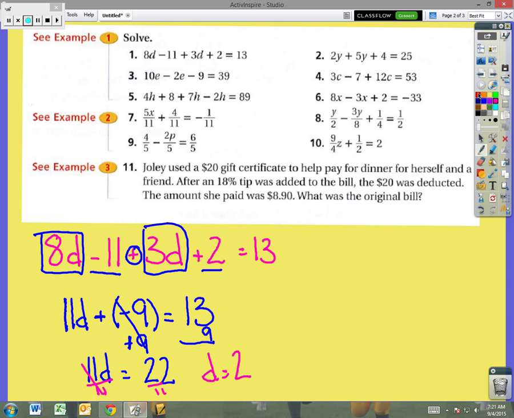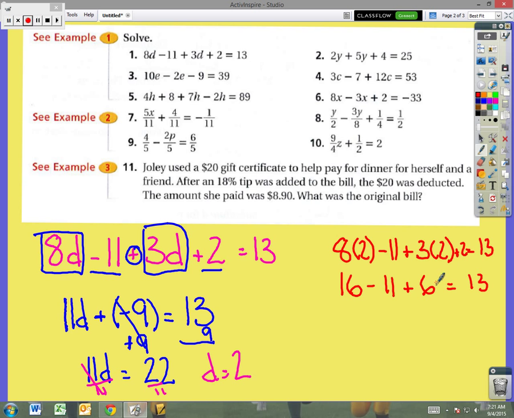Substitute it back in. I'm going to write it this way. Let's go 8 times 2 minus 11 plus 3 times 2 equals 13. Let's simplify this left side. 16 minus 11 plus 6 equals 13, we hope. Let's see here. Did I do this right? 16 minus 11. Oh, I forgot that plus 2. There we go. 16 minus 11 is 5. 5 plus 6 plus 2. 6 plus 2 is 8, right? 8 equals 13. Hey, that's 13 equals 13.